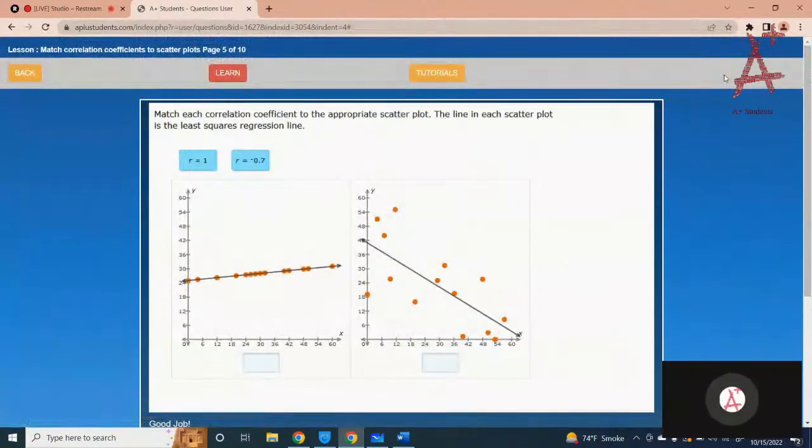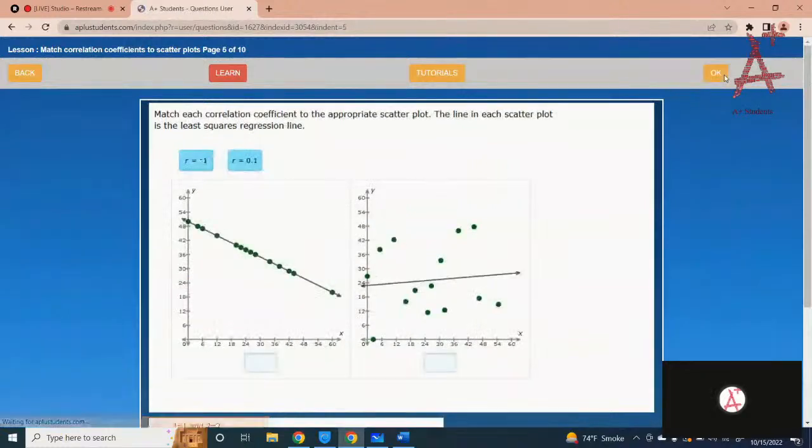So select the correct option and click on the OK button. Okay, so you can complete the test by yourself later today. Let me just move on to the next topic.